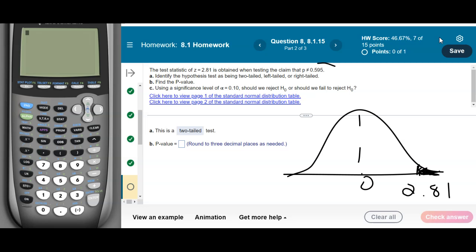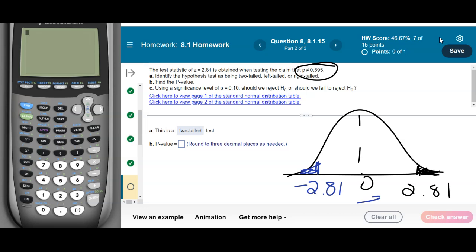But because this is a two-tail test, I always refer to this as a ghost test statistic. It's not actually the test statistic, but it's the same one that would have lived in the left tail that same distance away. So 2.81 is 2.81 away to the right. What would be the equivalent 2.81 away to the left? Well, it would be negative 2.81 because 0 is right there in the middle.